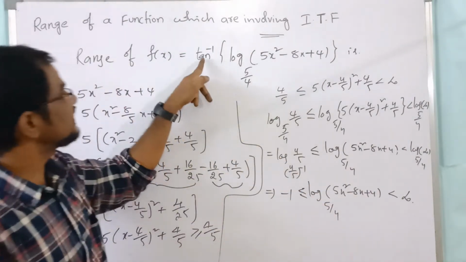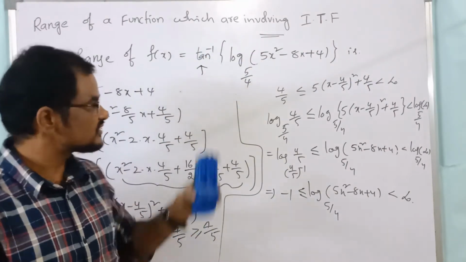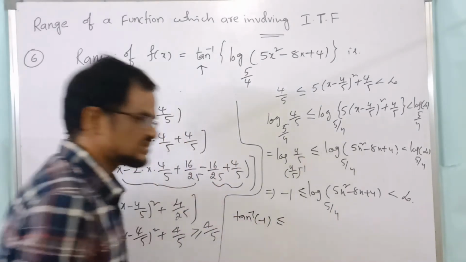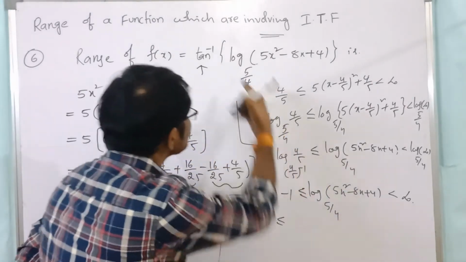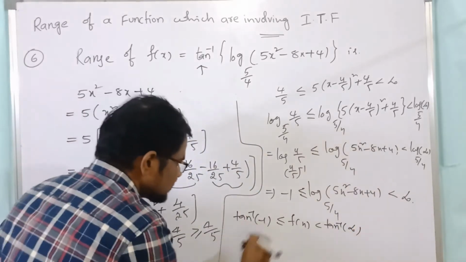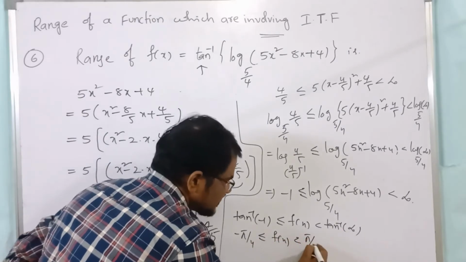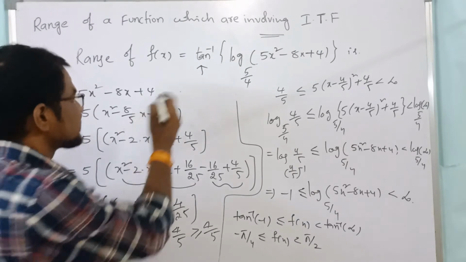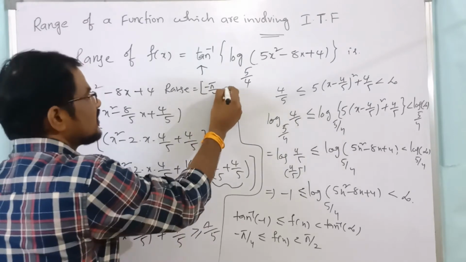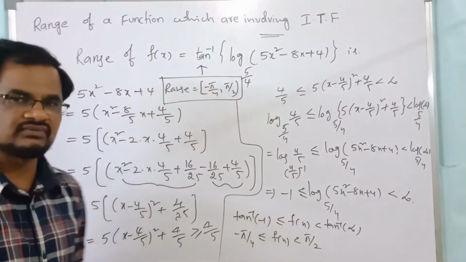For this we have to apply tan inverse x, but what kind of function is tan inverse x? It is an increasing function. So if you apply tan inverse, the inequality does not change. Tan inverse of this is nothing but f of x, less than tan inverse of infinity. So tan inverse of minus 1 is minus pi by 4, less than or equal to f of x, less than tan inverse of infinity, which is pi by 2. So the range of the function is the closed interval minus pi by 4 to the open interval pi by 2. So this is the range for this function.